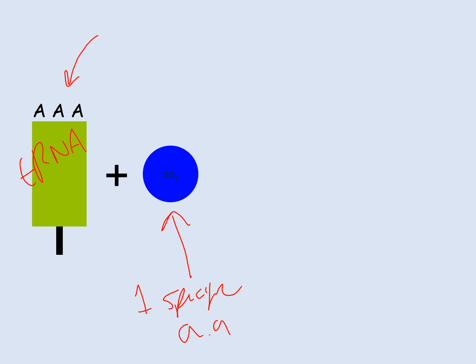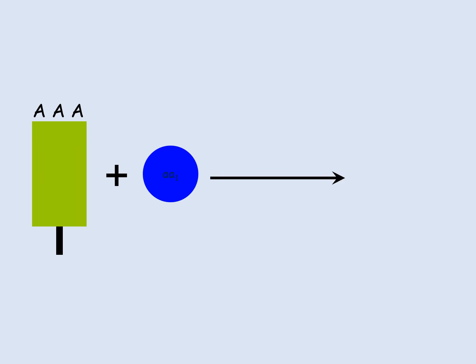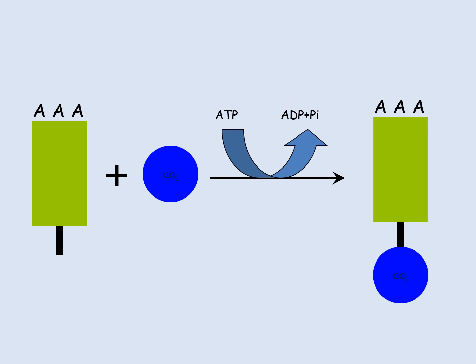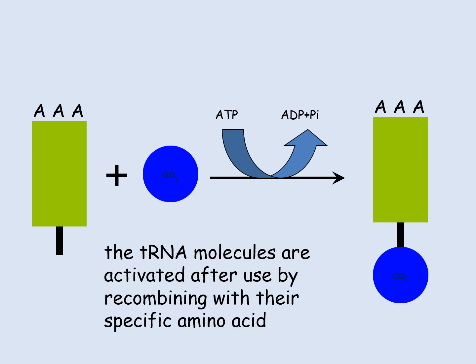So let's look at how we bond this amino acid onto this tRNA molecule. We are going to use a little bit of energy. You'll remember that the energy packet that we use is called ATP, and that when that's broken down into ADP and inorganic phosphate, it releases a bit of energy. That energy is used to activate this tRNA molecule by attaching this specific amino acid onto it. So here we've got our activated tRNA molecule with its specific amino acid, and that's tRNA activation.